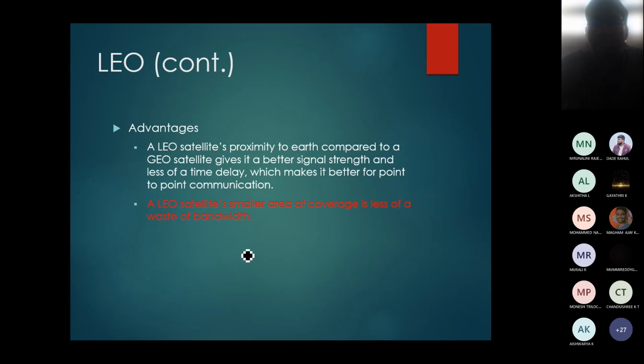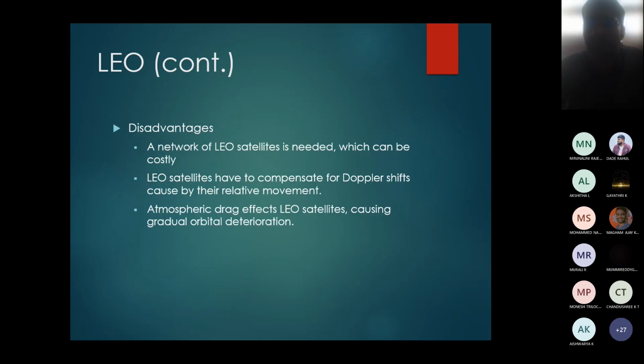So that is the reason multiple LEO satellites have been launched. If you talk about the disadvantages of low Earth orbit satellites, we cannot launch a single satellite. We have to launch a network of satellites. Network in the sense many satellites we have to launch.